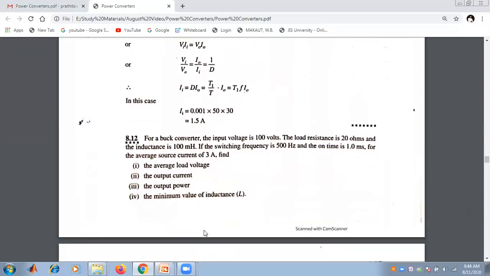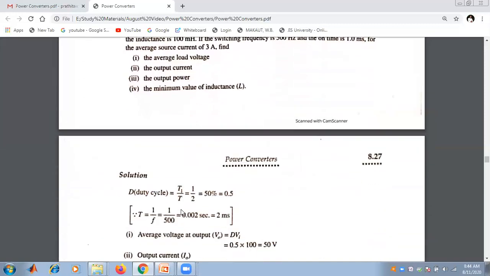So let us now take another example. For a buck converter, the input voltage is 100 volts. The load resistance is 20 ohms and the inductance is 100 millihenry. If the switching frequency is 500 Hz and the on time is 1.0 millisecond, for the average source current of 3 ampere, find the average load voltage, output current, output power, and the minimum value of inductance.